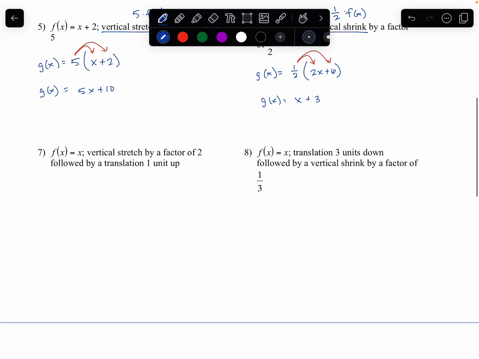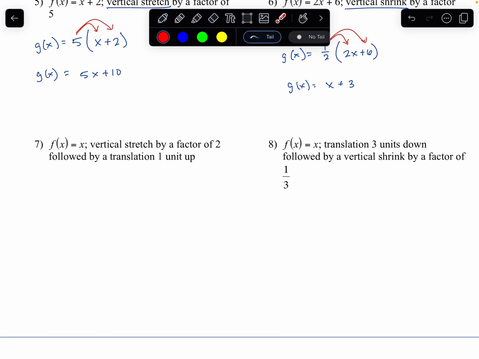For 7, this one has 2 transformations, and make sure that whenever you have more than one transformation that you do them in the order that it lists them. So the first transformation is a vertical stretch by a factor of 2. So the first transformation is going to be f of x, vertical stretch by a factor of 2, sorry. That's going to be 2 times f of x.